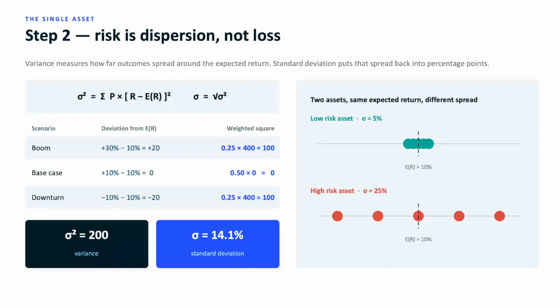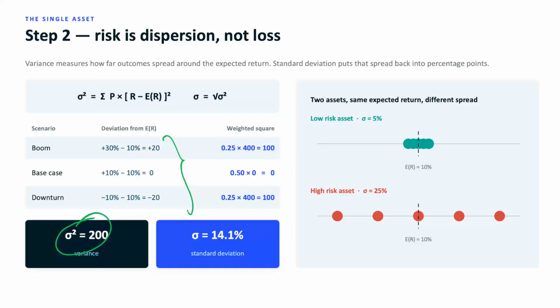So now, the spread that I've been talking about, how do we measure spread? Take each outcome's distance from the expected return. The boom is 25 points above. The base case is bang on. The downturn is 20 points below. Square each of these distances. Squaring kills the minus sign and punishes the big misses harder. And that is what we're doing here in this situation. We get 200, and that's the variance. This is what you're getting here as the variance.